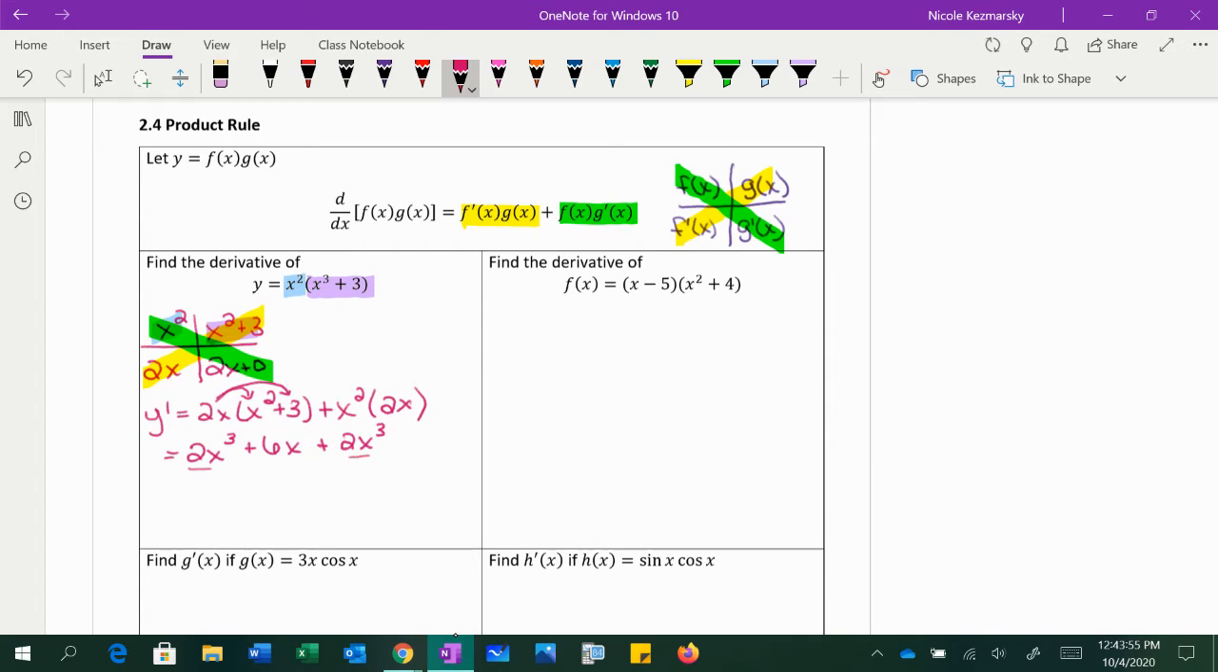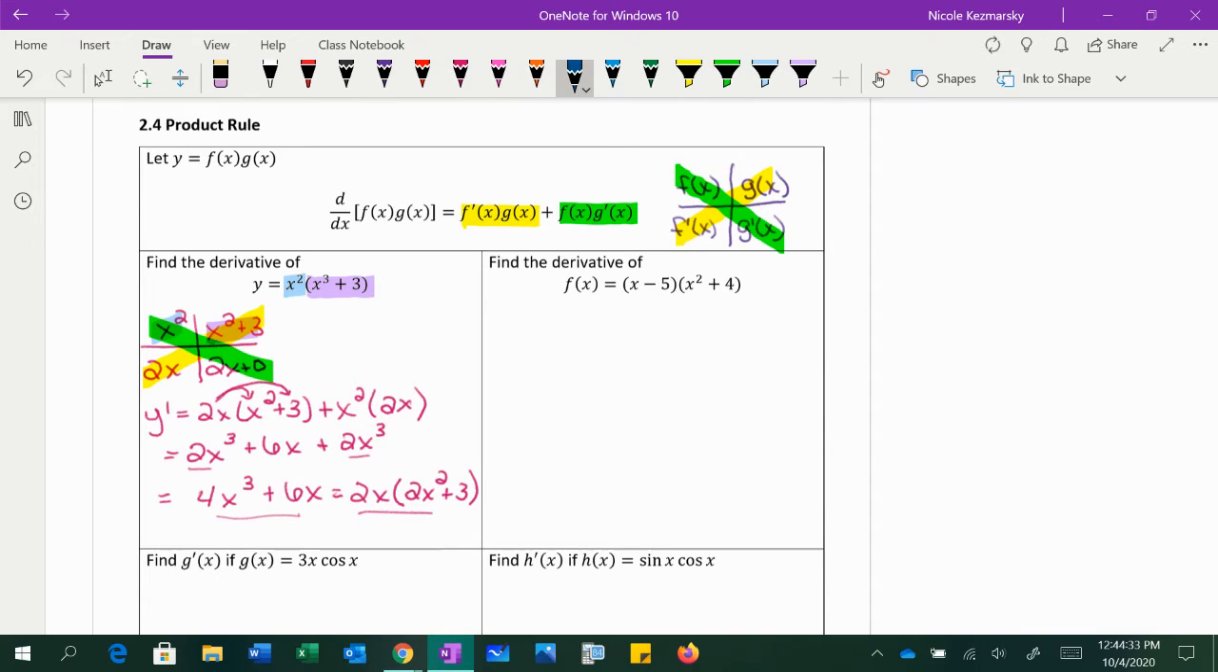I now have like terms. So I can make that 4x cubed plus 6x. And so that's an expanded form. Eventually, we're going to be going as far as factoring stuff out. So if you want to practice that, I can go ahead and take out a 2x and get 2x times (2x squared plus 3). Okay, so either one of these forms is fine, but eventually we are going to have to go all the way to that last form.